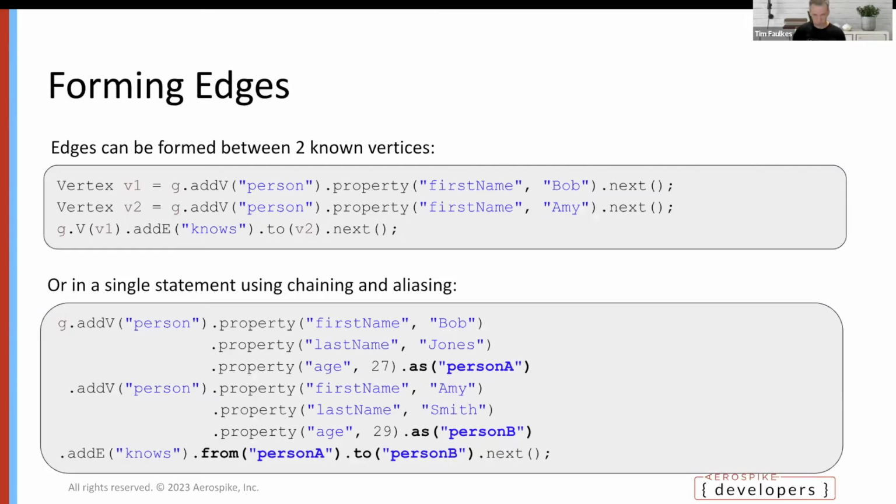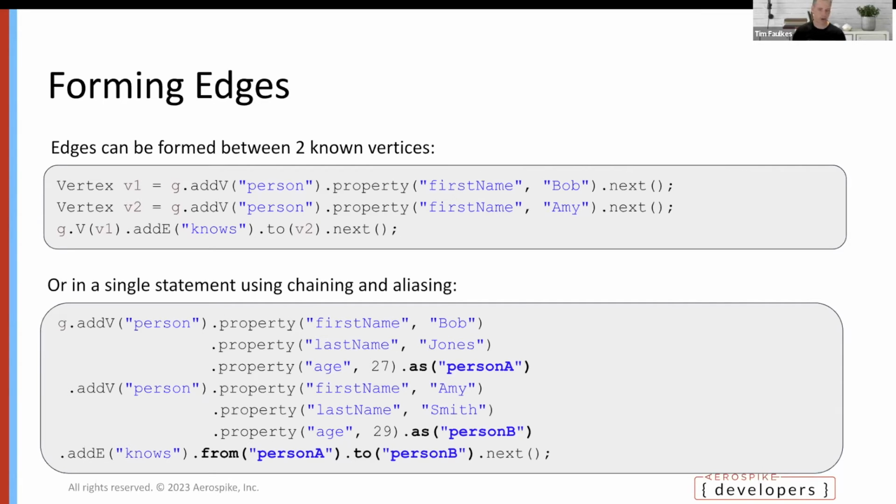All right, so I've got my vertices. That was easy. I did an add v. All right, so I now want to create relationships between them. So let's say I've got two people, Bob and Amy, and they know each other. It's a very generic sort of statement. So I'm going to create two vertices, v1, v2, and I do an add v. I give it a property of first name of Bob and call next. Same thing for Amy, call next. I get my two vertices out. Notice next is returning a single result.